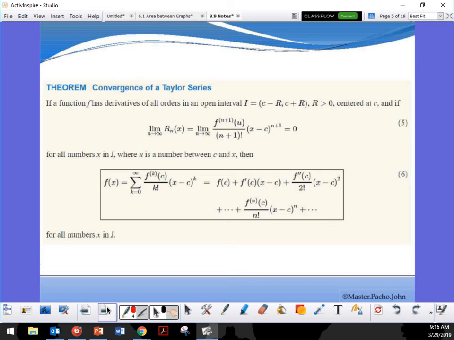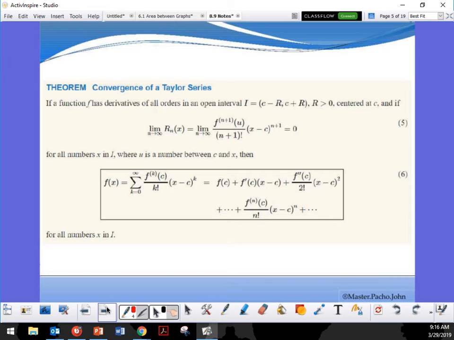That's the funniest sentence. Yeah. You like this? No, just for all numbers x in I, u is a number between c and x. Okay.